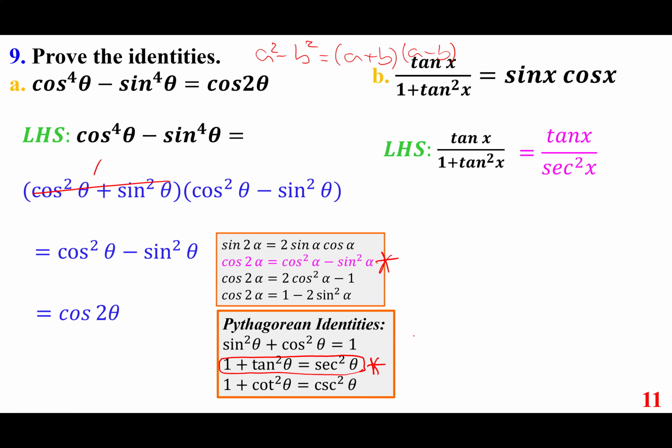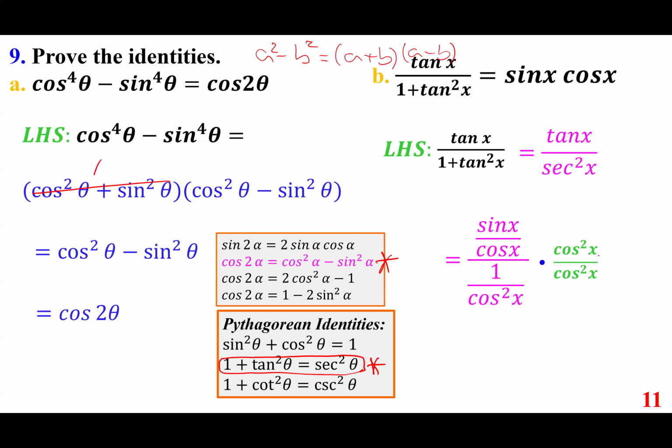Tan x is sine over cosine. Secant is 1 over cosine, so the denominator is 1 over cosine squared. There are two denominators, one is cosine squared. Cosine squared is the LCD. We multiply the top and the bottom by LCD, namely cosine squared.